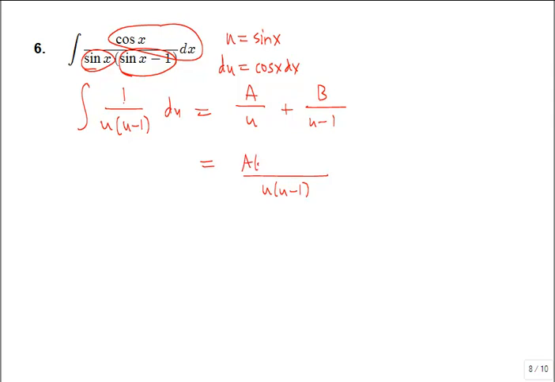So the common denominator here for these two would be u times u minus 1. So the a is missing the u minus 1, the b is missing the u, and this is supposed to equal 1 over u times u minus 1. The bottoms are already equal, so the tops must be equal.